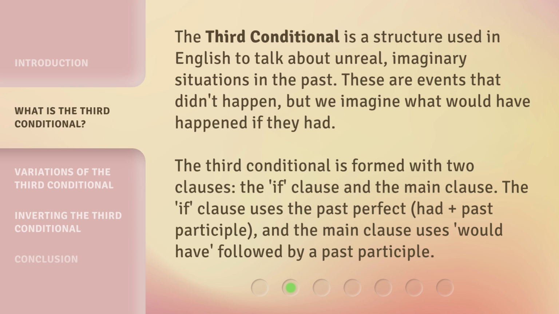The third conditional is a structure used in English to talk about unreal, imaginary situations in the past. These are events that didn't happen, but we imagine what would have happened if they had. The third conditional is formed with two clauses: the if clause and the main clause. The if clause uses the past perfect, had plus past participle, and the main clause uses would have, followed by a past participle.